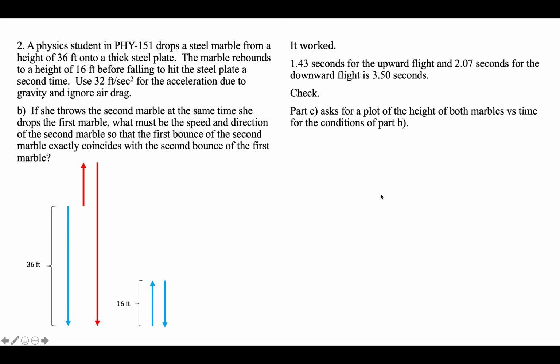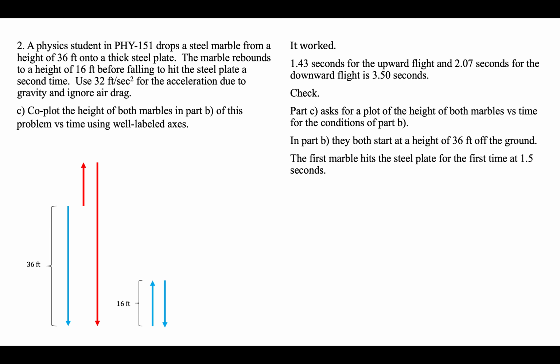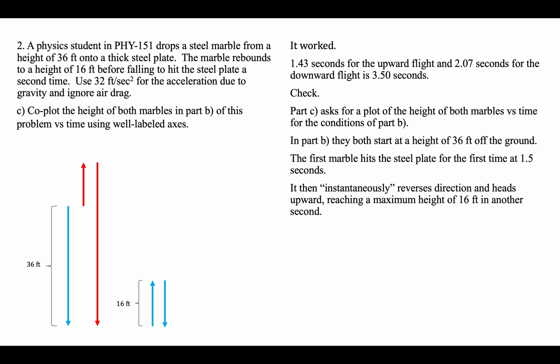Part C. Part C asks for the height of both marbles versus time for the conditions in Part B. So co-plot the position of both marbles versus time. We'll use blue for the one that's dropped and red for the one that's thrown up. They both start 36 feet off the ground. They're released simultaneously. The first marble hits the steel plate for the first time at 1.5 seconds, the one that's dropped, the one that we're calling blue.